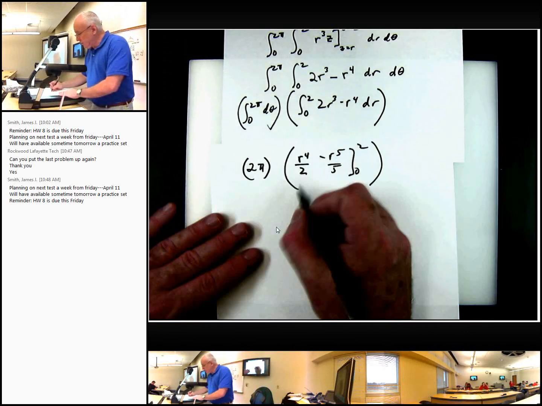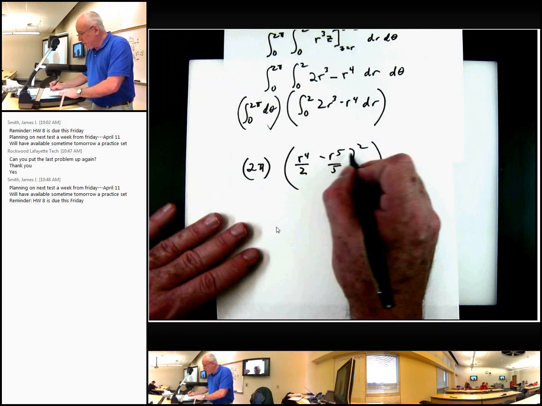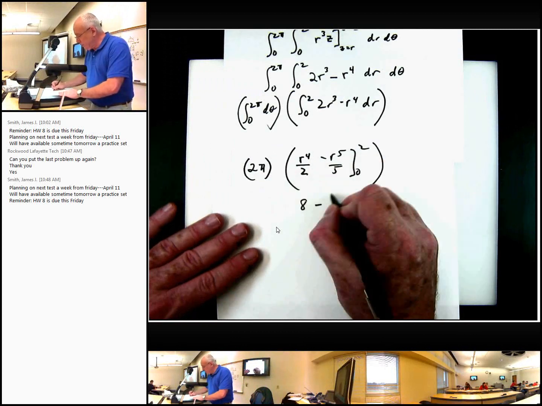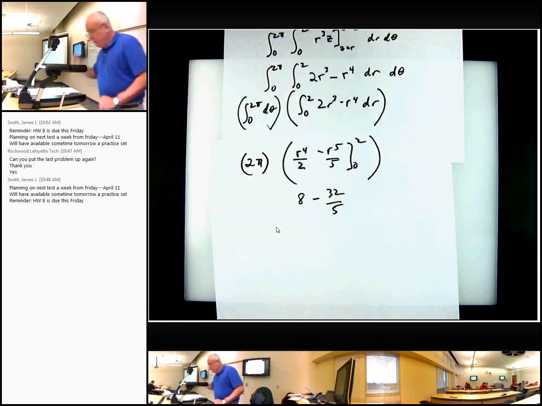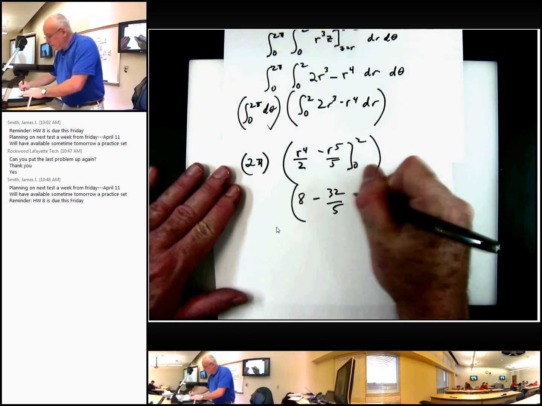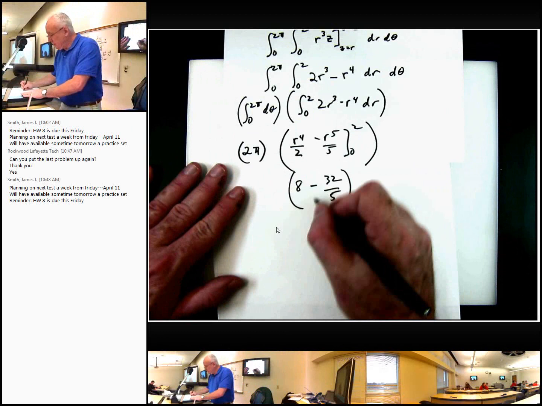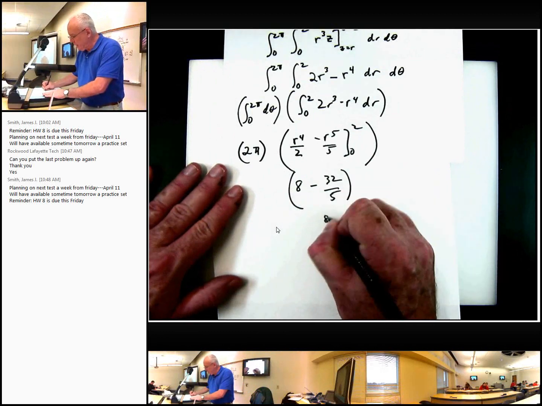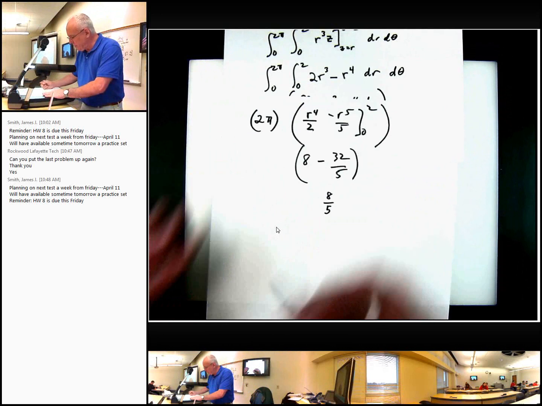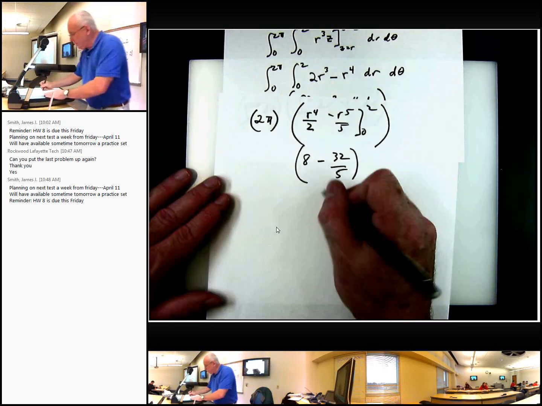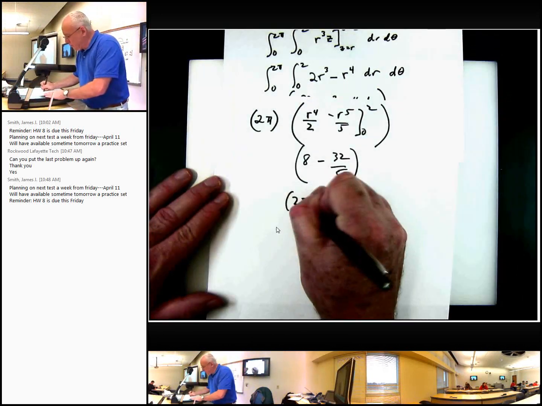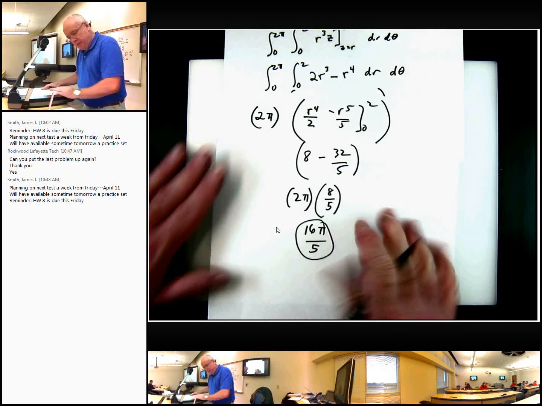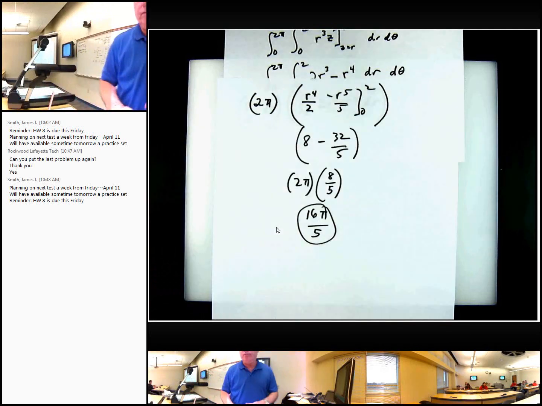All right, so that's 2 to the fourth, which is 16 over 2, that's going to be 8. 2 to the fifth is 32 over 5. The bottom ones are 0. So I think this is 40 minus 32. That's going to be 8 over 5, right? Yeah. 8 over 5 times 2 pi. So we have 16 pi over 5 as our answer here.